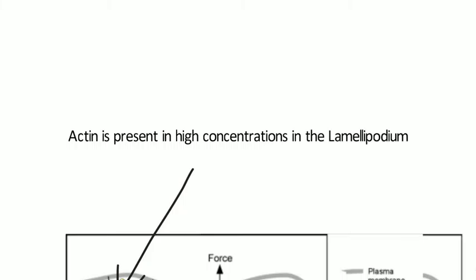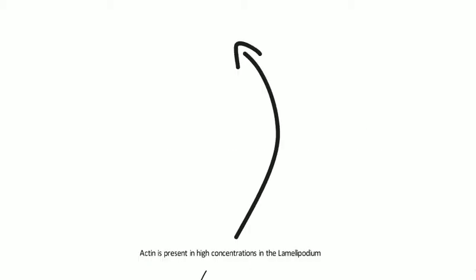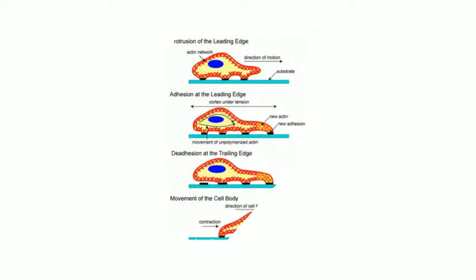Actin is present in high concentrations in the lamellipodium, whereas myosin is found just behind the lamellipodium. The rest of the cell is pulled forward due to traction forces generated by focal adhesion sites on the bottom of the cell. The greatest traction forces occur just behind the leading edge.